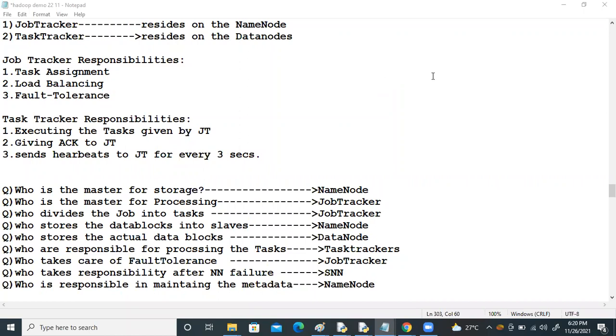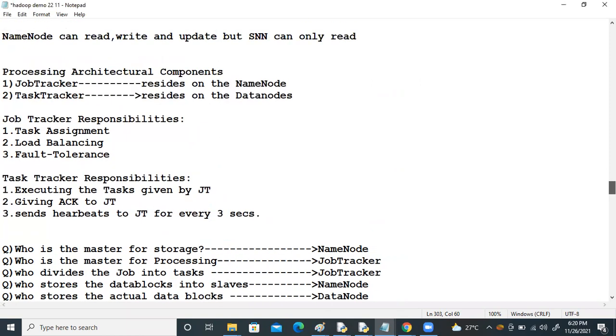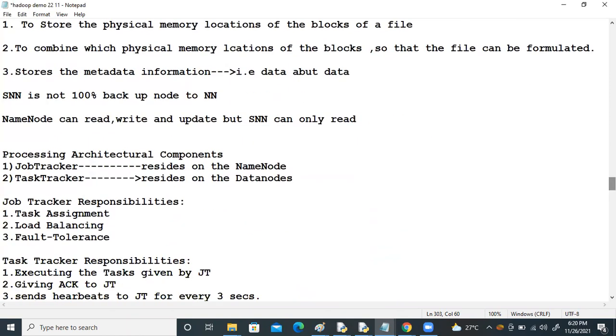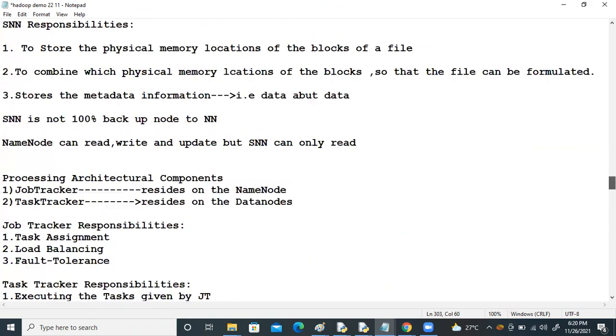So understood, right? There are some concepts like speculative execution, speculative job, speculative task. What do we mean by these? I'll be discussing those in the next session.